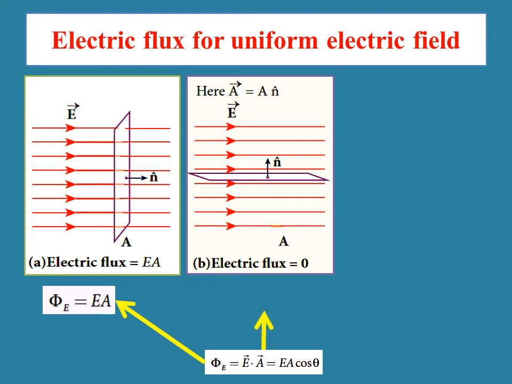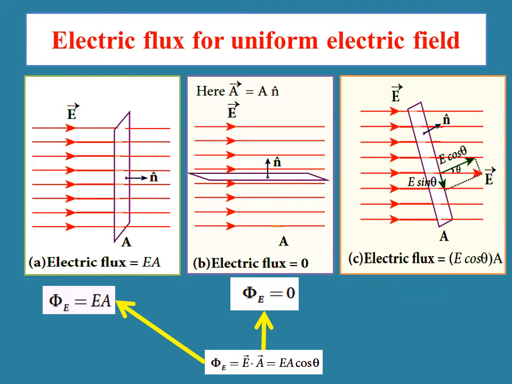The next diagram shows that the area A is kept parallel to the uniform electric field, and so no electric field lines pierce through it because theta is equal to 90 degrees, so cos 90 is equal to 0. So the electric flux will be 0. Now suppose it is inclined at an angle theta with the field, then the component of the electric field perpendicular to the area alone contributes to the electric flux, or in other words, psi is equal to E cos theta into A, or in general you can write it as psi is equal to E vector dot A vector.